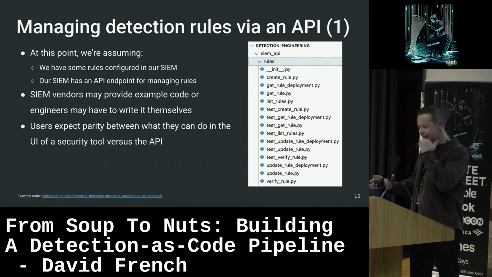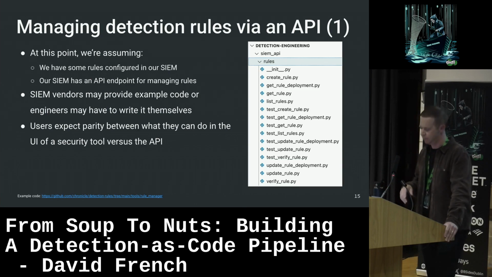For the purposes of this project, we're going to presume a few things are true at this point. We've got a collection of rules in our SIEM already. Maybe our security team configured those, or maybe the vendor put that initial collection there for us. The SIEM's got an API that lets us manage rules programmatically. Some vendors will give you example code for managing rules via its API. Sometimes you have to read the docs and write that code yourself.